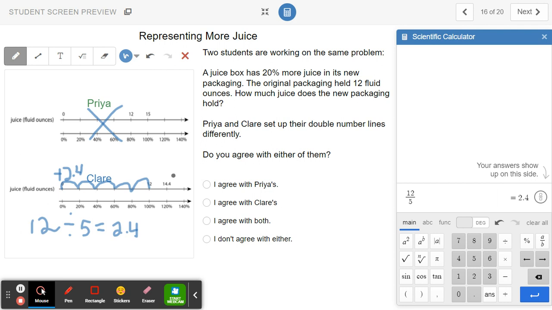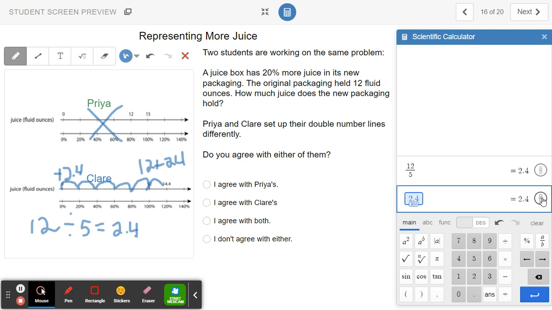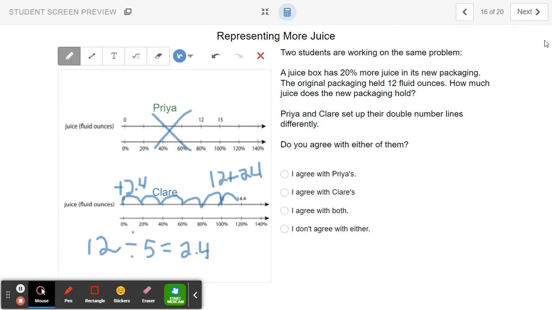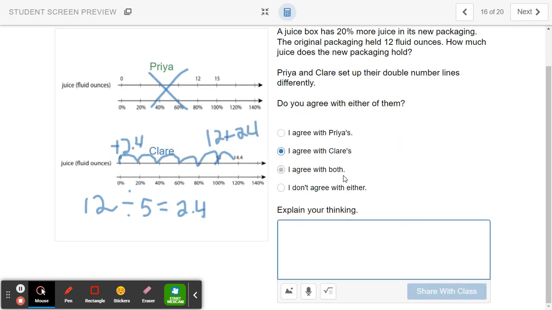So now to get the new amount, if I start here at 12, I have to see what's 12 plus 2.4. Okay, so let's try that out. I'm going to take my answer, which was 2.4, and add it to 12, and I get 14.4, which is actually what they have. So I know that this answer, I agree with Claire. They're both not right and they're both not wrong.